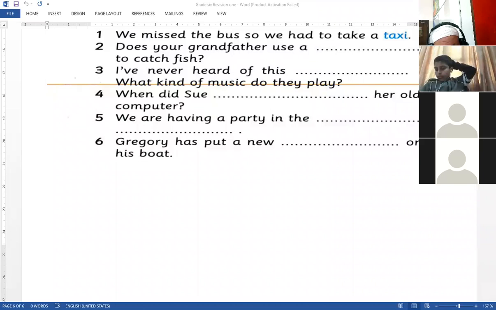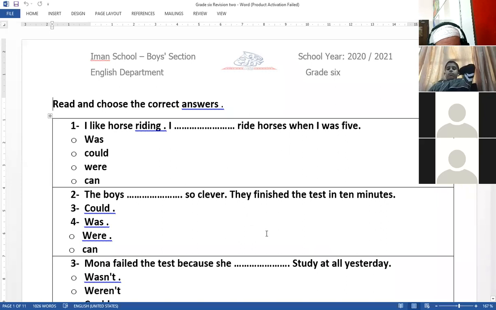Let's start. Can you see it now, Abdulrahman, the new revision? Yes, teacher. Can you see number one, my dear? Yes. Okay, let's start with you. Bismillah. I like horse riding.